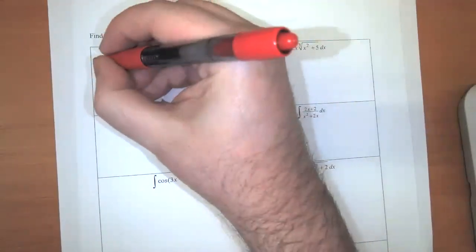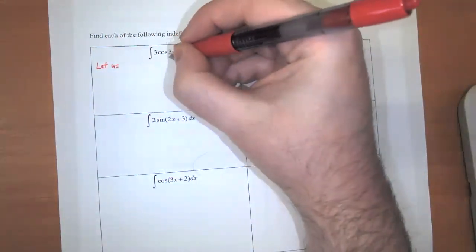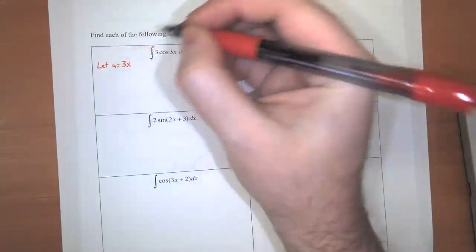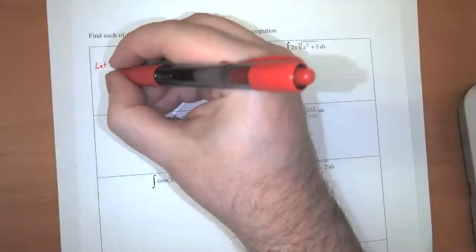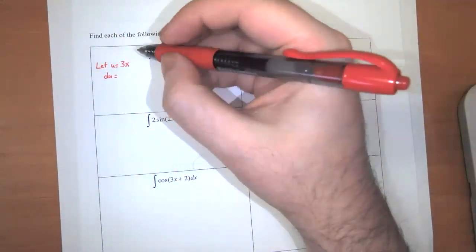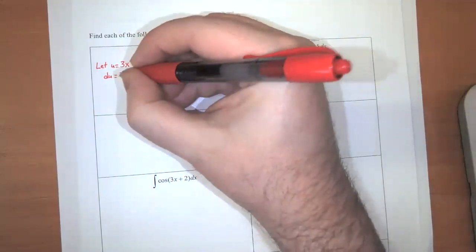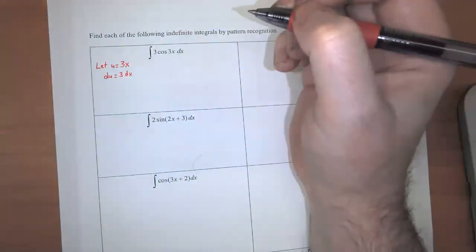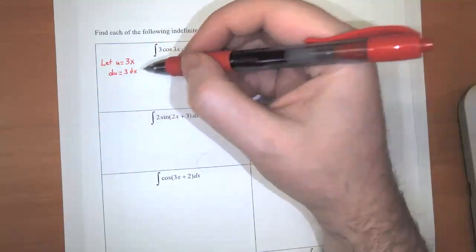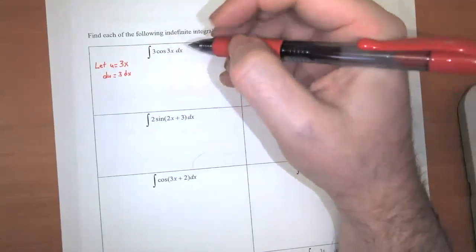So what I'm going to do is let u equal my inside function here, which is 3x. And now I want to figure out what du would be, which is just taking the derivative of both sides. So du is equal to 3 times dx. All right, you see how I made that substitution, taking the derivative of both sides, or the differential of both sides, I suppose?